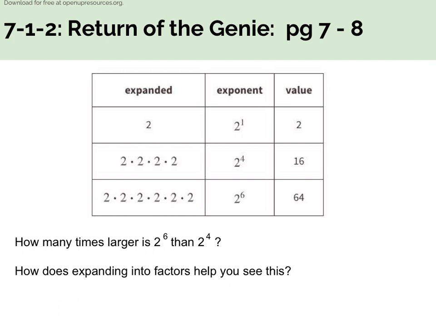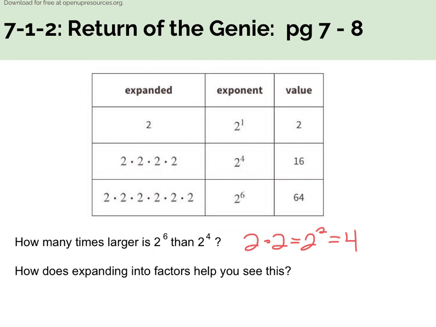All right, so let's think about it. 2 to the 6th, there's 6 2's. 2 to the 4th, there are 4 2's. So how much bigger is it? It is 2 times 2, which is 2 to the 2nd, or 4 if we multiply that together.